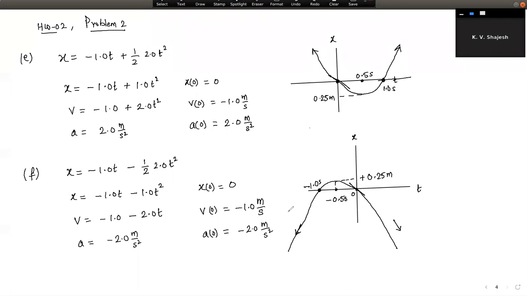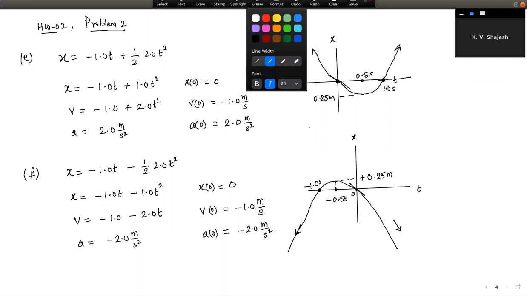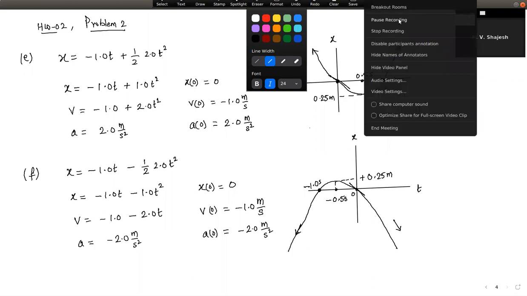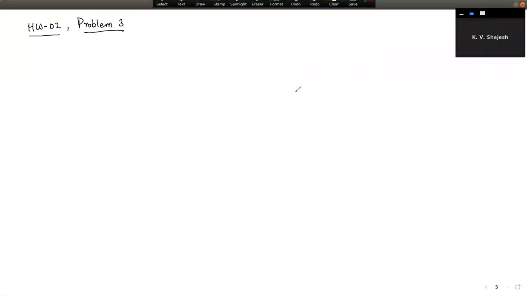Good. With this, hopefully there's a reasonable picture of how to visualize something going with constant acceleration using plots, or in general, if you have a function of time, how do you read out the properties of the motion. Let me pause at this moment and I'll come back.